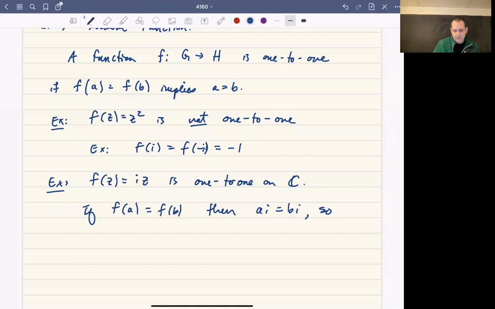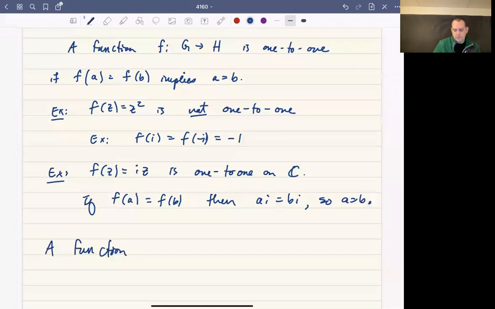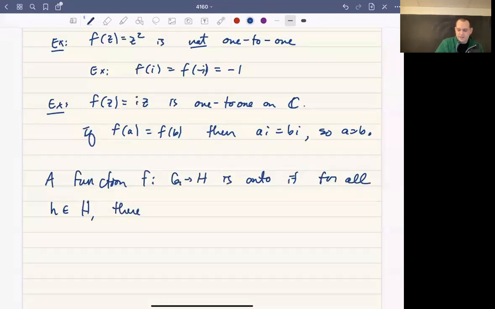A function f going from g to h is called onto if it has the following property. For all values b in h, there exists a value a in g where f of a equals b. In other words, for every value in the codomain, it's got to be the image of some value in the domain. Okay, and if a function has that property, it's called onto.